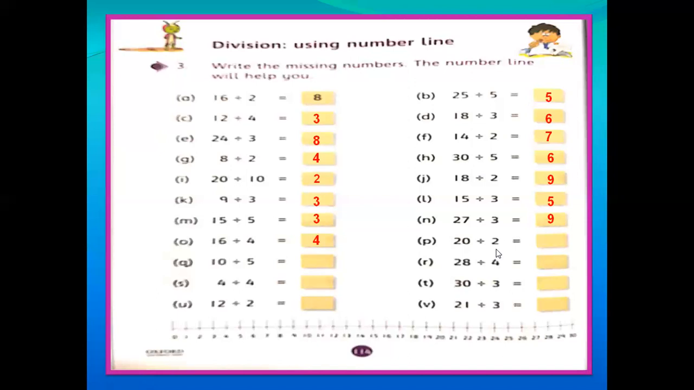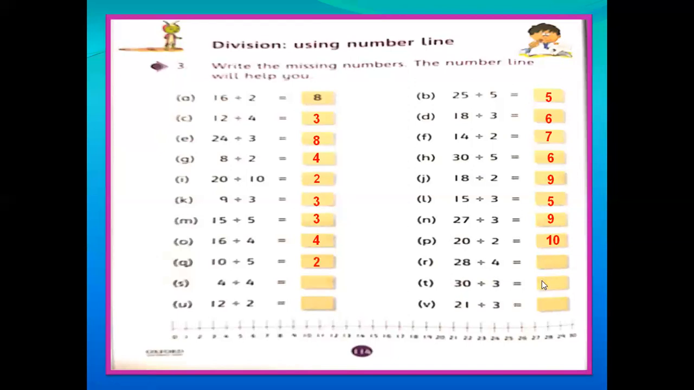P part, 20 divided by 2. Again, read the table of 2. 2 ones are 2, 2 twos are 4, 2 threes are 6, 2 fours are 8, 2 fives are 10, 2 sixes are 12, 2 sevens are 14, 2 eights are 16, 2 nines are 18, and 2 tens are 20. So 10 is our answer. 10 divided by 5. 5 ones are 5, 5 twos are 10. So 2 is our answer.